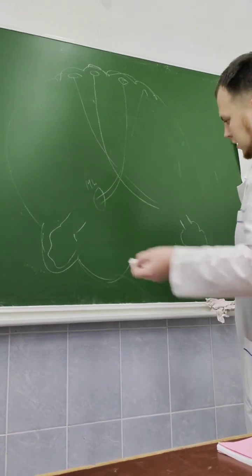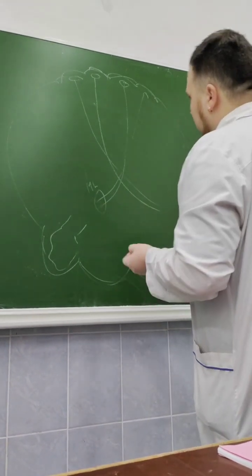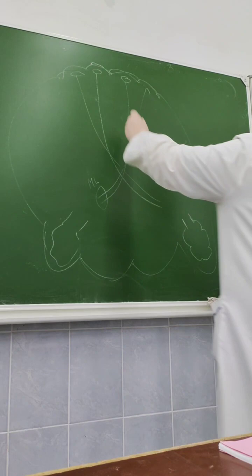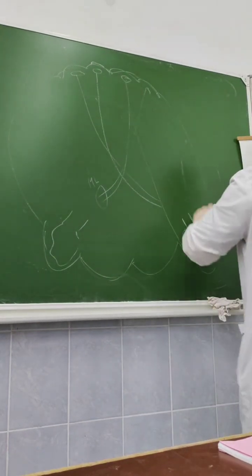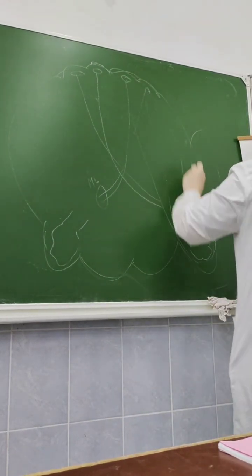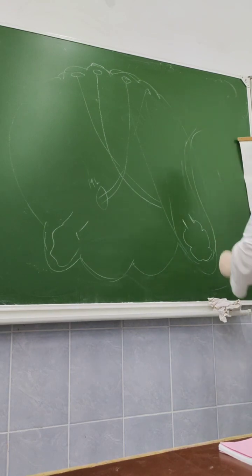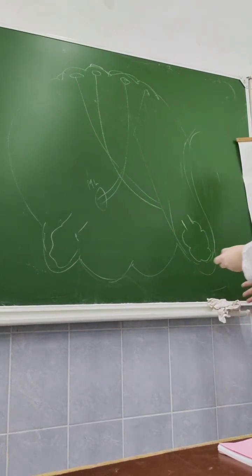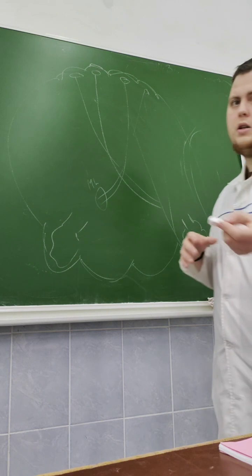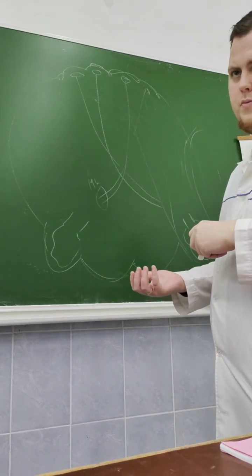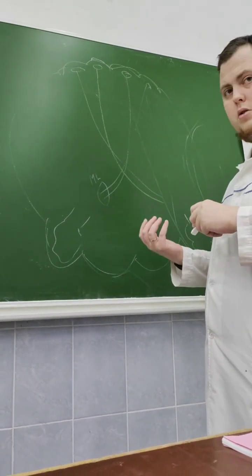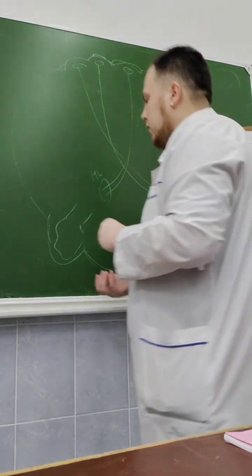And the lesser part of fibers move around the olive and form the bulbocerebellar tract, which moves through the inferior cerebellar peduncles into the cerebellum. Questions right now? Okay.